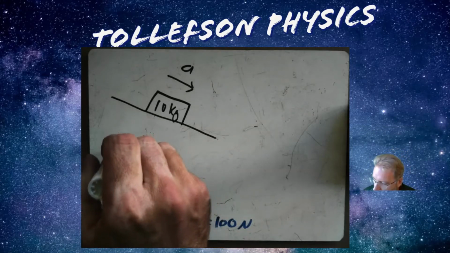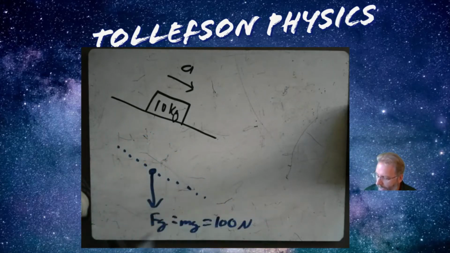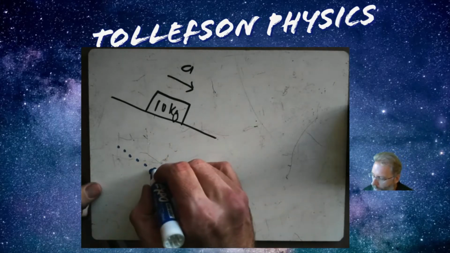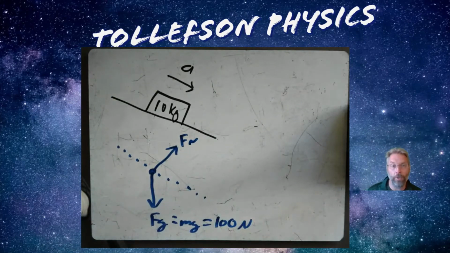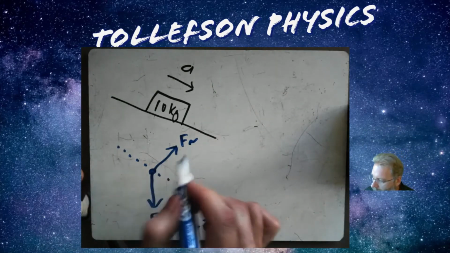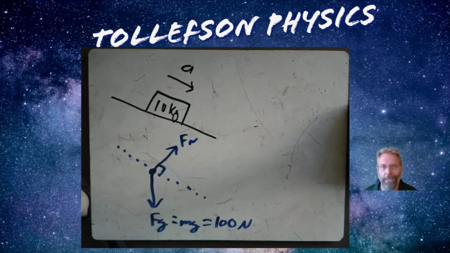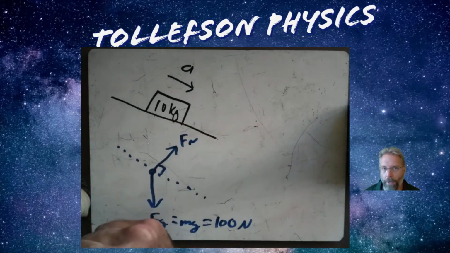I like to put a little dotted line so I can keep track of where the slope is, because the normal force that holds the block from going into the surface is going to be perpendicular. It's kind of wiggly, but it's perpendicular. Those are my only two forces, because this is a frictionless hill. So it's going to accelerate downhill. How do I know that? It's not going to accelerate away from the hill or into the hill.